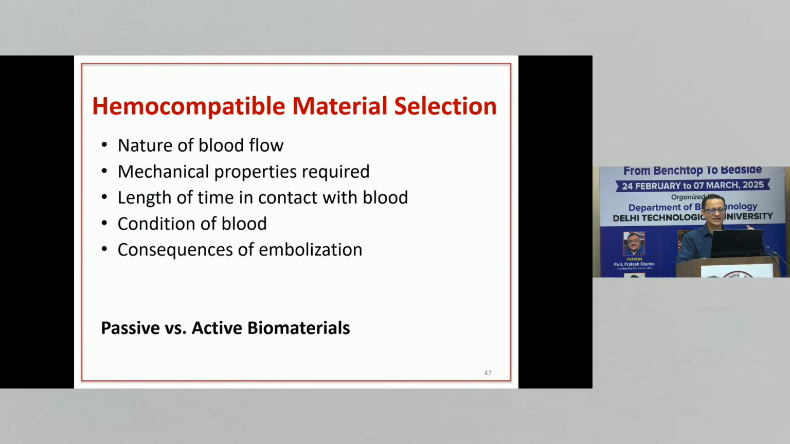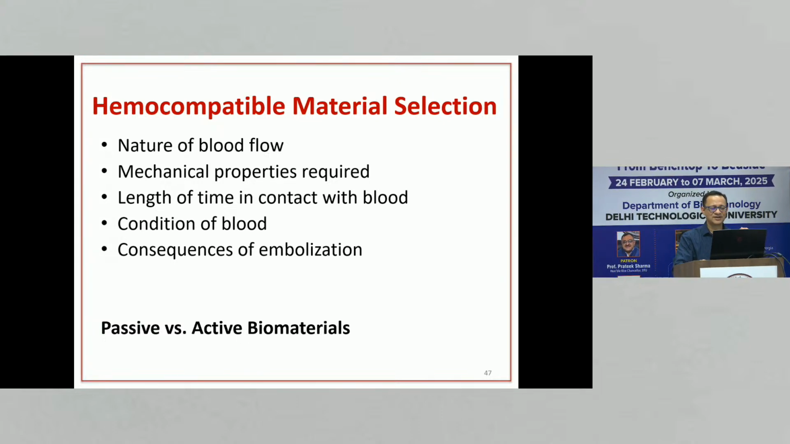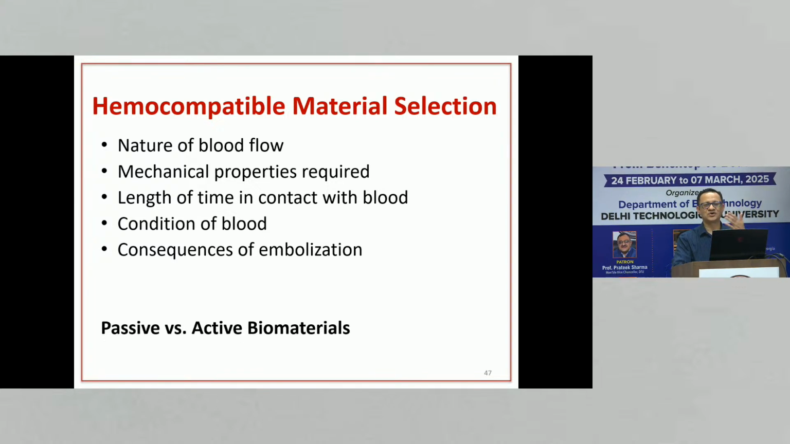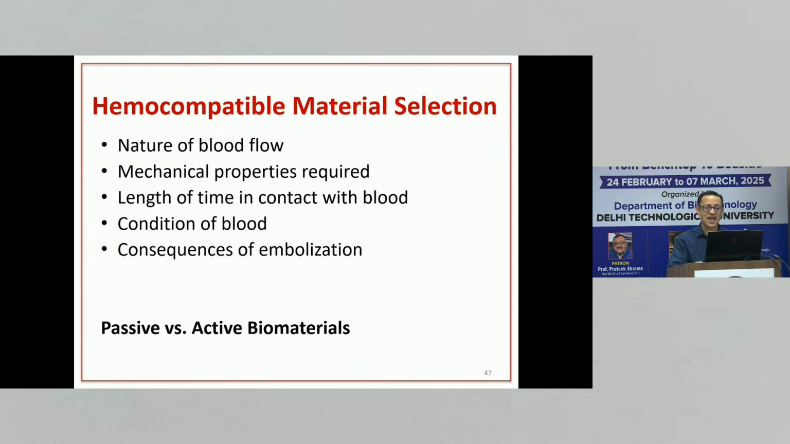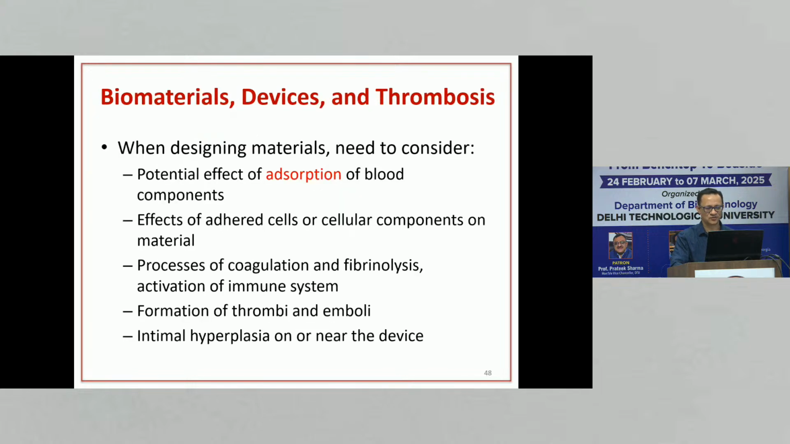Blood flow, conditions of blood, length of time, mechanical properties, all that needs to be considered when you're designing a surface. Active materials or passive materials, active or passive coatings, that's what we need to think about also. What is getting absorbed on the surface, effects of adhered cells or cellular components, how the immune system is going to respond when it happens.